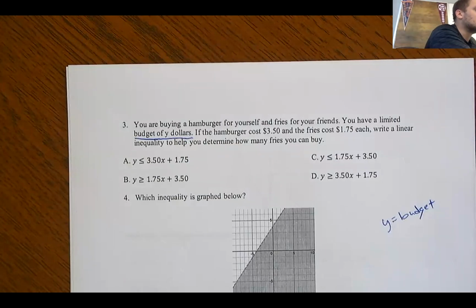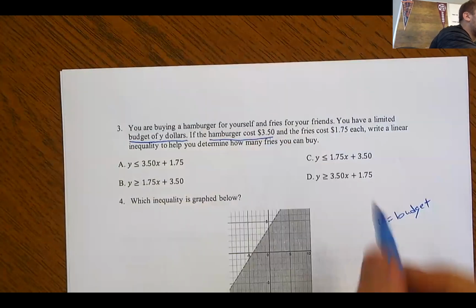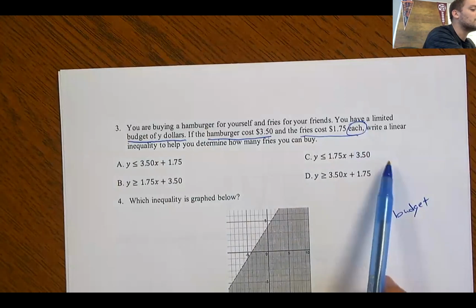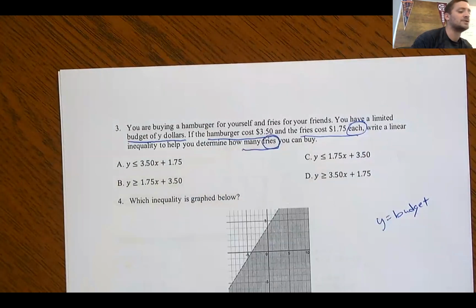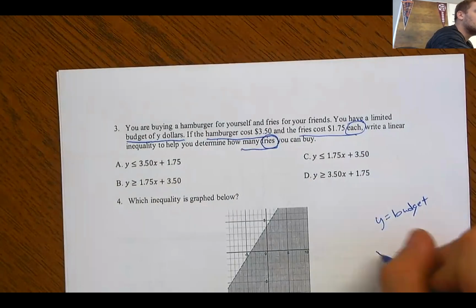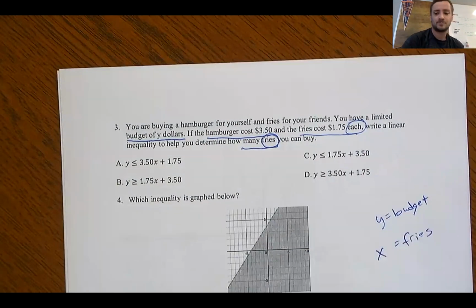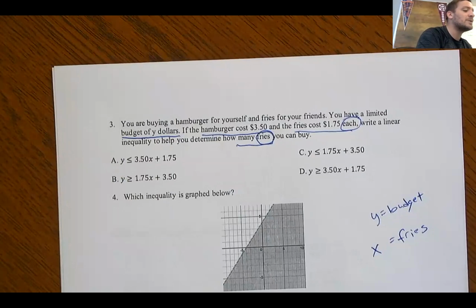It says a hamburger costs $3.50 and fries cost $1.75 each. And we want to write a linear equation to determine how many fries we're going to purchase. So what we're trying to find out is how many fries we can buy. So X is going to be our fries. We're trying to buy more than just one fries. So how much are we going to spend?